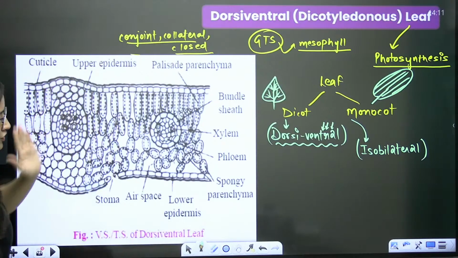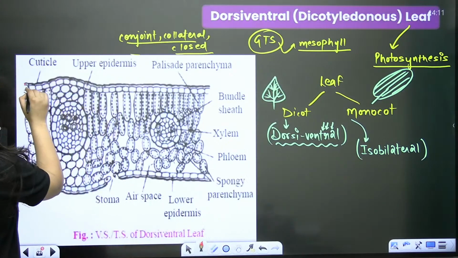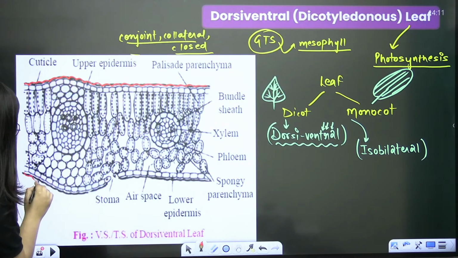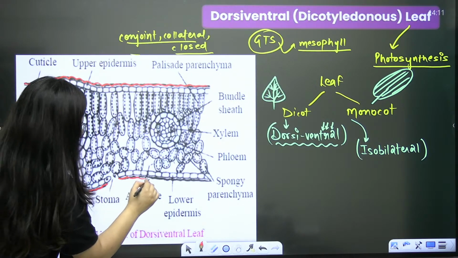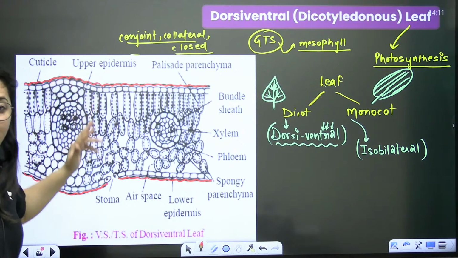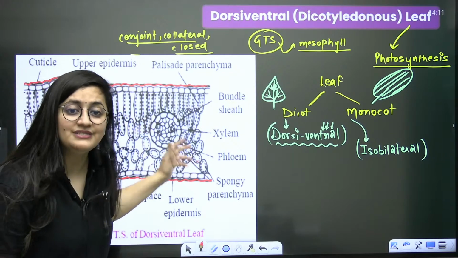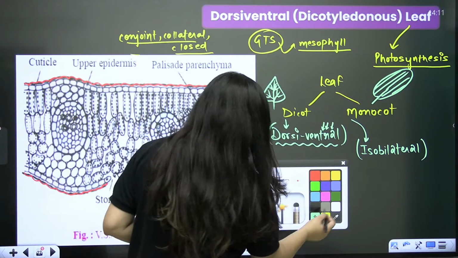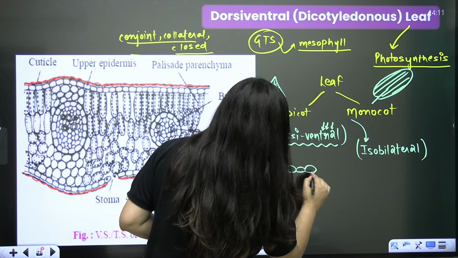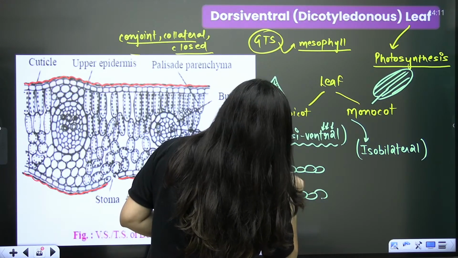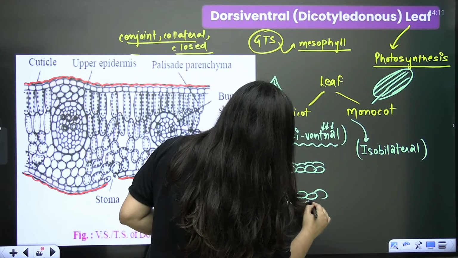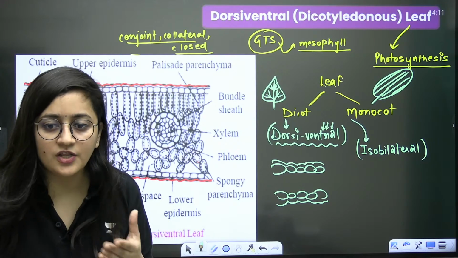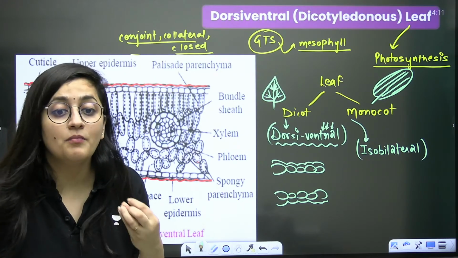Now when you look at the section of the dicot leaf, you will see both the surfaces have the epidermis. And this epidermis is covered with the cuticle. Why is it so? Why is the epidermis of both the sides covered with cuticle? So that there is less water loss. And here you will also see stomata.